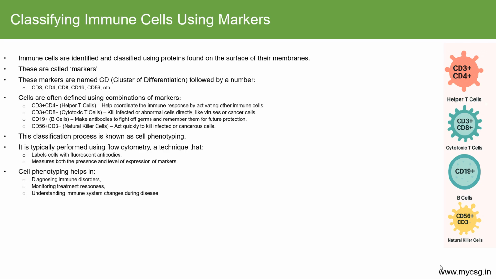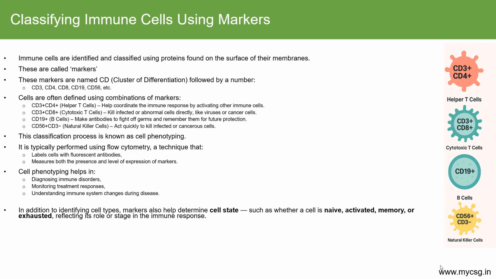Cell phenotyping helps us in diagnosing immune disorders, monitoring treatment responses, and also understanding immune system changes during disease. In addition to identifying cell types, markers also help us determine the cell state, such as whether a cell is naive, activated, memory, or exhausted. So what do we mean by naive? Whether a cell is newly formed. And what do we mean by activated? Whether the cell is equipped with all the infrastructure to fight against the infection or cancerous cells, and so on, reflecting its role and stage of the immune response.